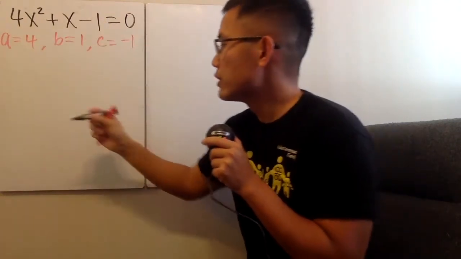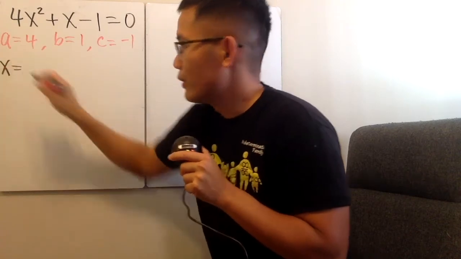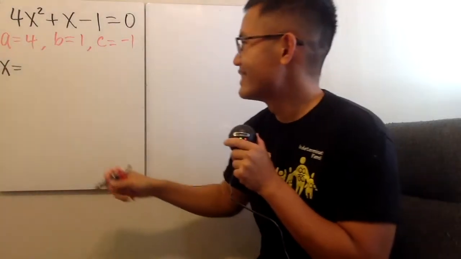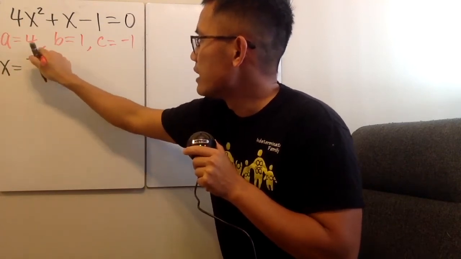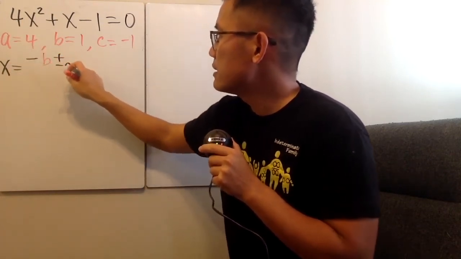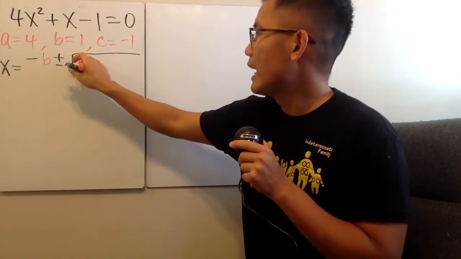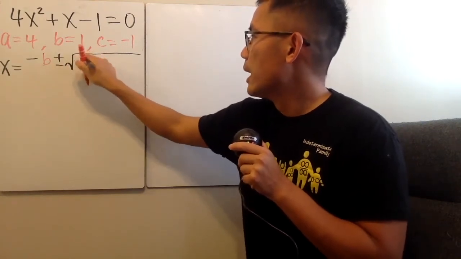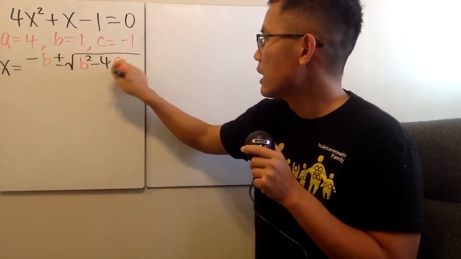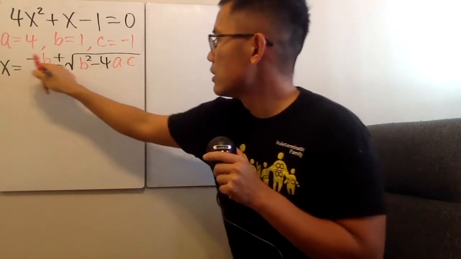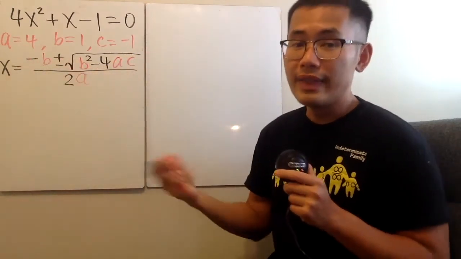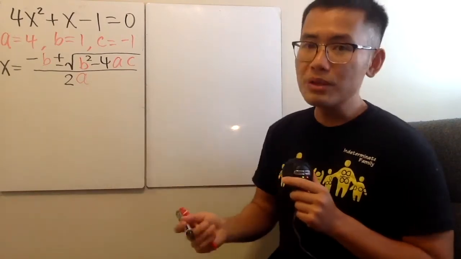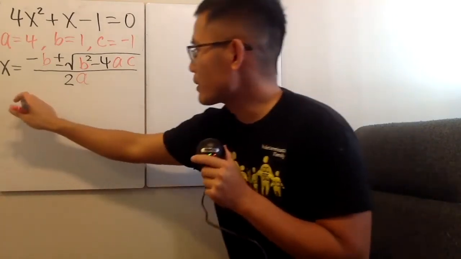And then, of course, you have to remember the quadratic formula first. Let's write down the quadratic formula. X is equal to negative b plus minus square root of b squared minus 4ac, and then all over 2a, like this. And now we can just plug in everything into the formula and then work it out. So have a look.